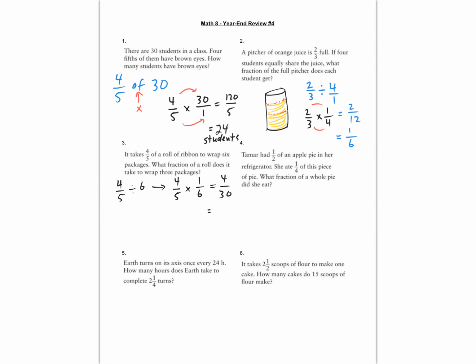Okay, and we can put that in lowest terms. It takes 2/15 of a roll. So not a lot. When you see a fraction, it's kind of hard to put it in the context of a roll of ribbon, because how much is that? 2/15? What? So again, change it to a percent. Okay, so this is about 1/7, about 15%. So if you had a full roll of ribbon, it takes you about 14%, 15% of it to wrap 1 package.